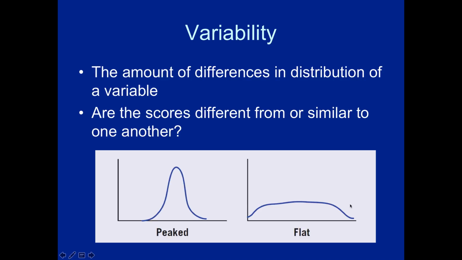Then over here is flat. So this kind of goes up a little, and then it stays about the same, and then goes down a little. So there's some variation, but not a lot. What do you think an example of this peaked distribution might be? Can you think of some set of data that might give that sort of distribution?